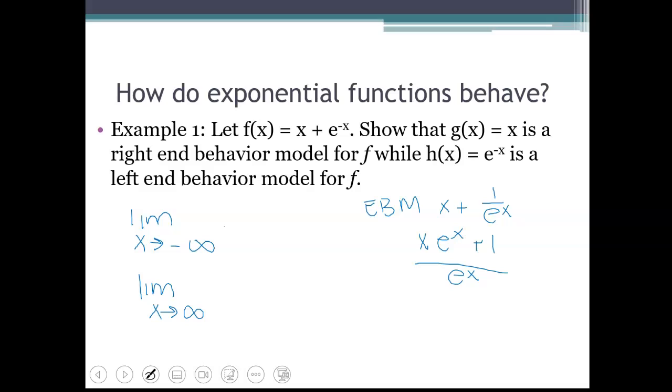So the highest powered exponent on top is x e to the x, and on the bottom it's e to the x. So this is like x e to the x over e to the x. So this is how my function is going to behave.